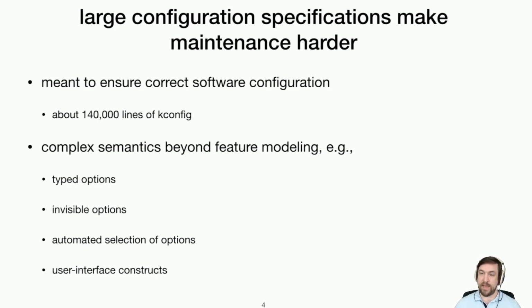For instance, it has a type system. It has so-called invisible options, which are meant for automatic selection of options under certain conditions. It has constructs for defining the user interface.